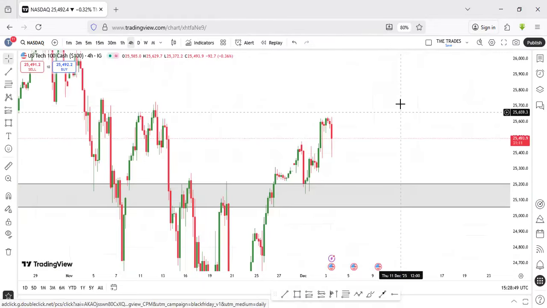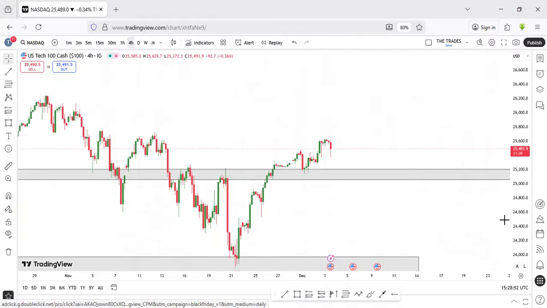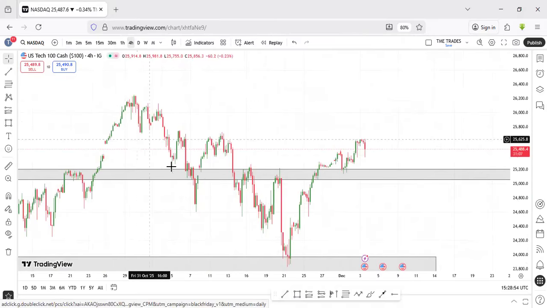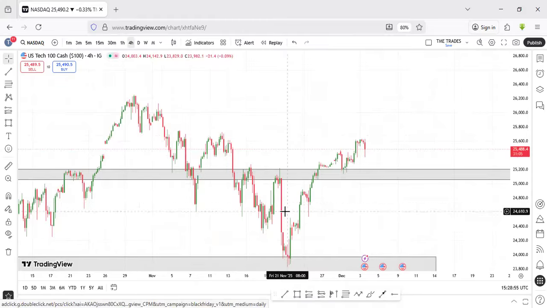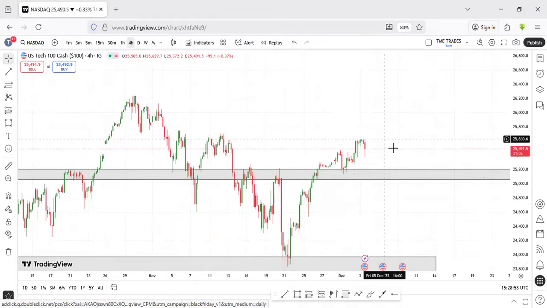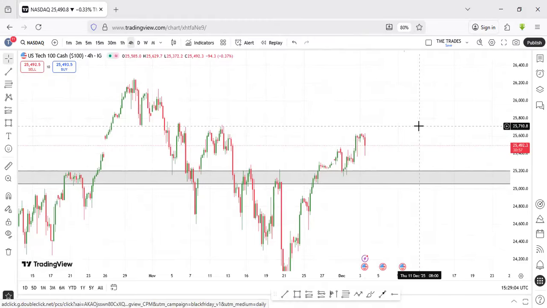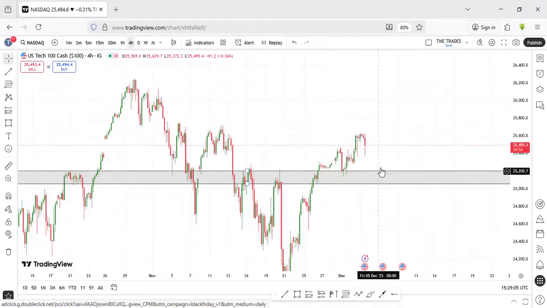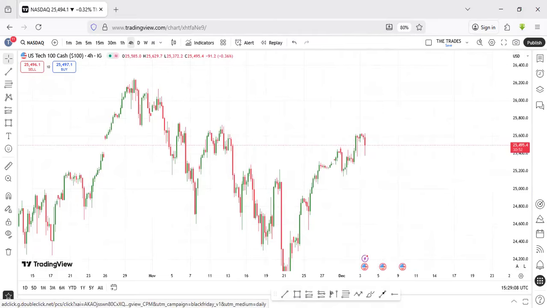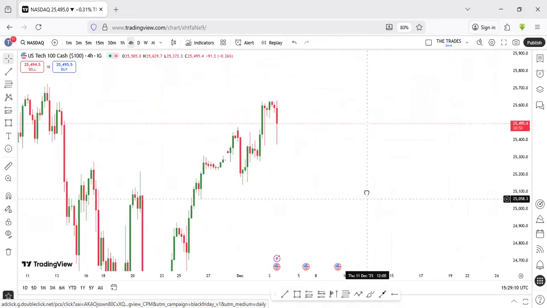Now, on 4 hours, we can see how this market changed from creating a series of lower lows and lower highs to now creating higher highs and higher lows. And whenever we have an inversion of trend like this, what do you do? You start looking for more opportunity to the upside. Now, let's delete this and zoom out.